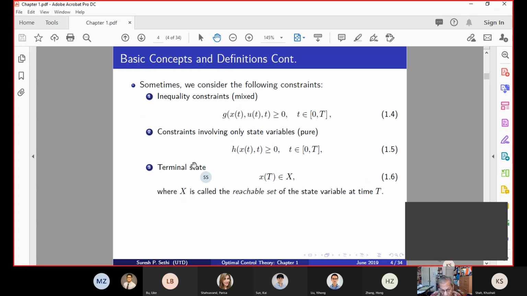Okay? It's also possible that I'm not allowed to have my terminal state be anywhere. Maybe I will require the terminal state to be between some values or in some set. That will become the reachable set.